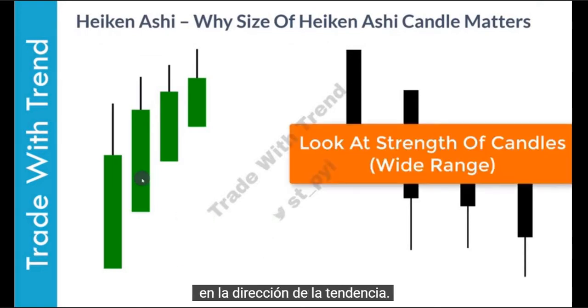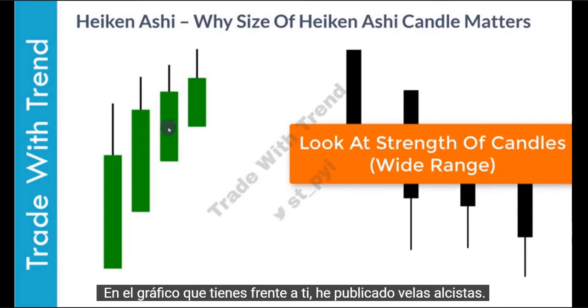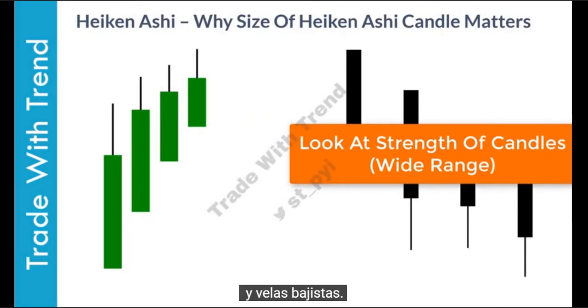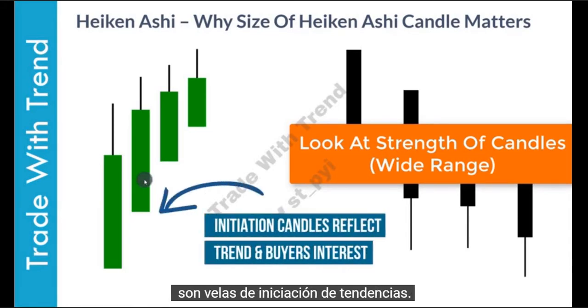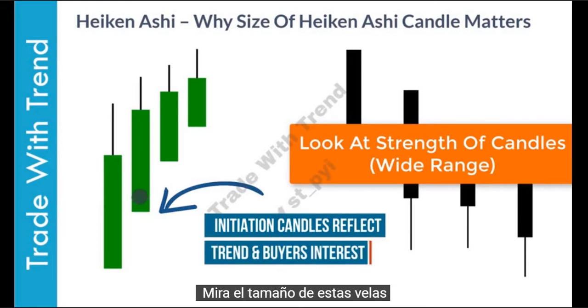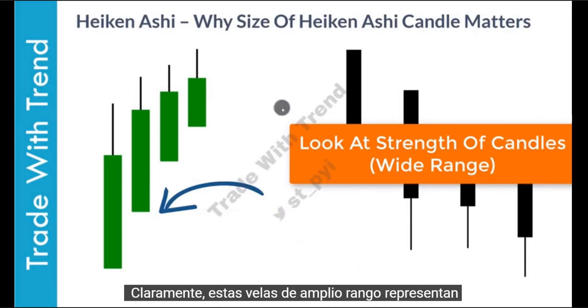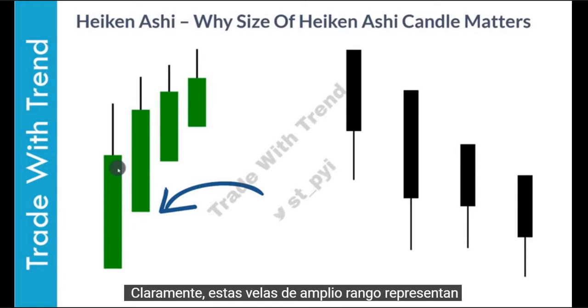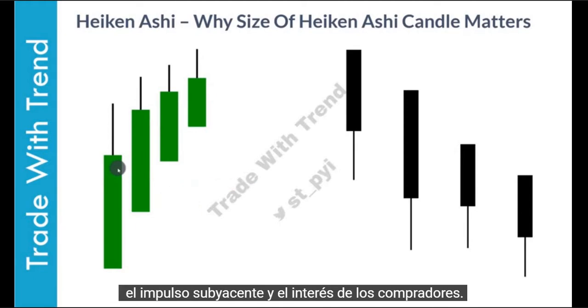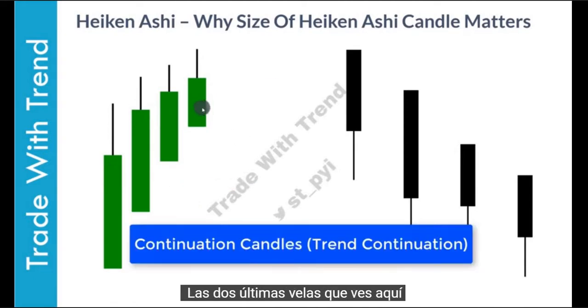of trend. In the chart in front of you, I have posted bullish candles and bearish candles. Let us take up bullish candles first. The first 2 candles that you see are trend initiation candles. Look at the size of these candles with respect to the range. Clearly these wide range candles represent underlying momentum and buyer's interest. The last 2 candles that you see here are trend continuation candles. These are smaller in size and reaffirm the direction of trend.